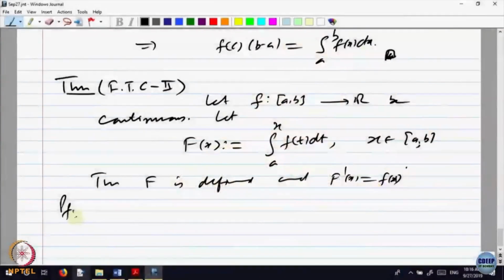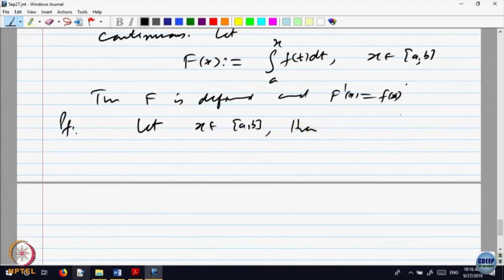So proof. I have to find a derivative. Let us take a point x belonging to (a, b). How do I compute the derivative of capital F? What is the definition? The limit as h goes to 0 of F of x plus h minus F of x, divided by h. So let us look at F of x plus h minus F of x. What is that quantity equal to? That will be equal to the integral from a to x plus h minus the integral from a to x.